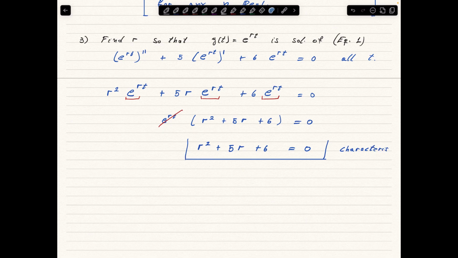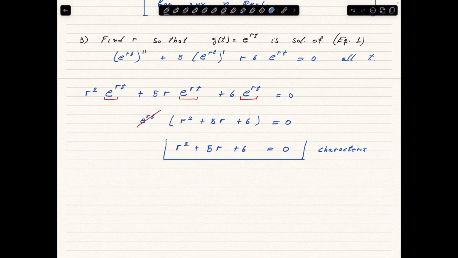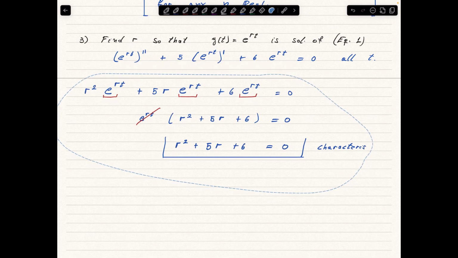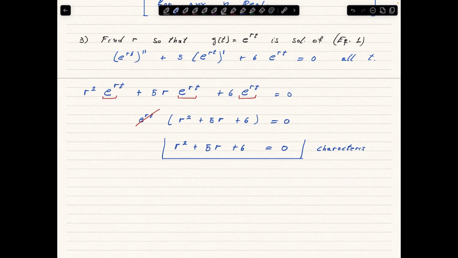We are running out of space, so let's move everything to this side. And now we have space, characteristic equation, and we know how to solve it.